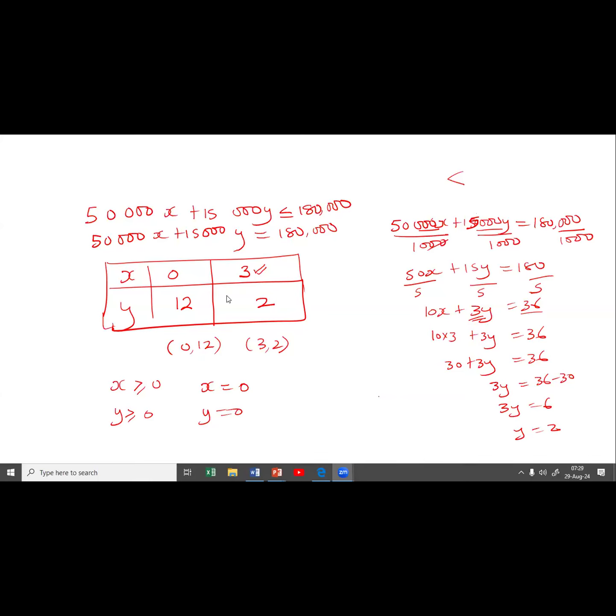Okay, so what is our objective function in this scenario? I want to know the objective function. The objective function is that function that is going to help you know how much money you spend on the trips when you hire them. How much are you going to spend? So that is 50,000x plus 15,000y.